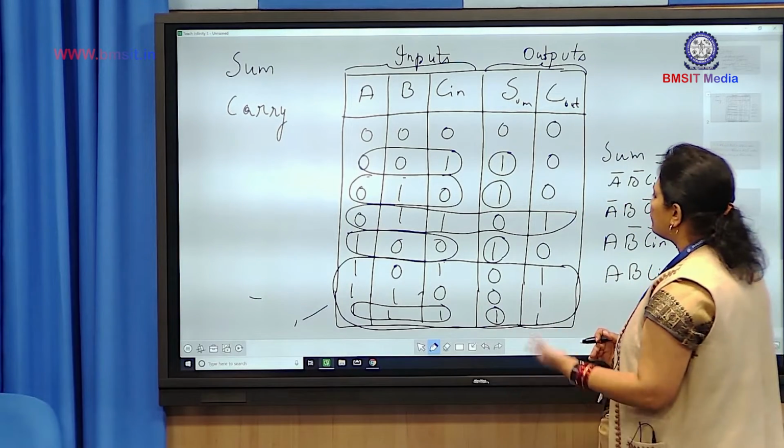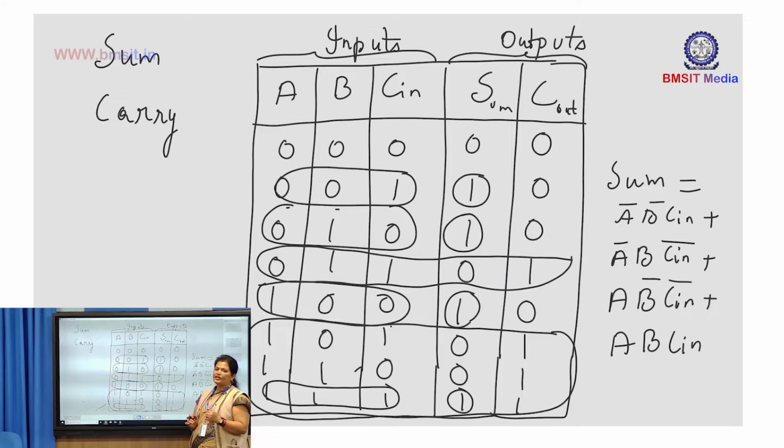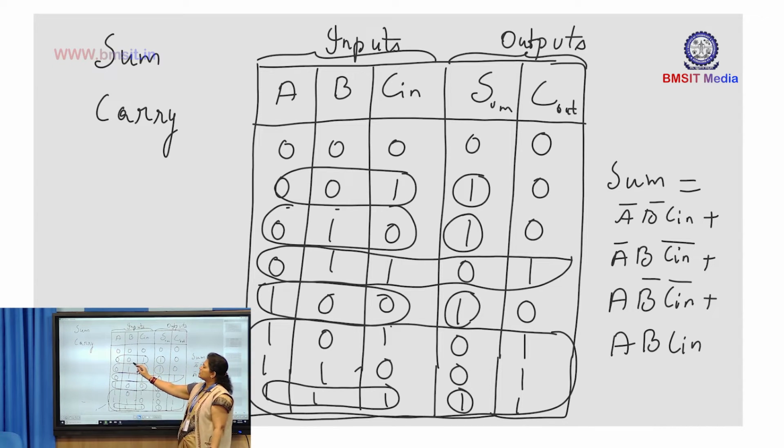Once we identify this, you can directly go for writing the expression. So here I have written the expression for sum. The first combination was 0 0 1, for which I have written here A bar because the input is 0. Next B bar because the input is 0.